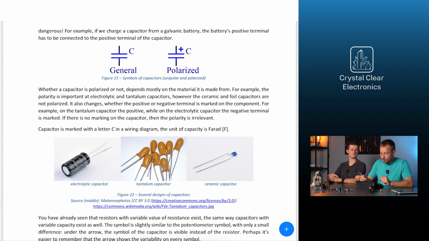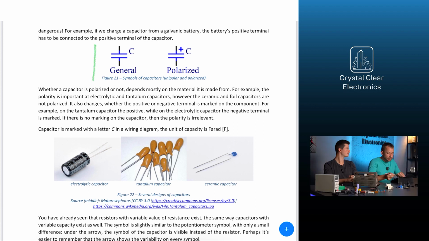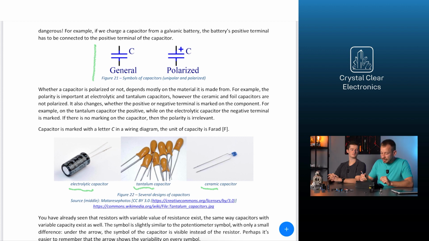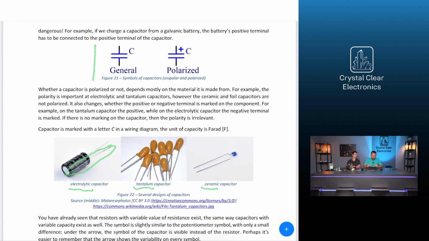Whether a capacitor is polarized or not depends mostly on the material it is made from. For example, the polarity is important at electrolytic and tantalum capacitors. However, the ceramic and foil capacitors are not polarized. It also changes whether the positive or negative terminal is marked on the component. For example, on the tantalum capacitor, the positive, while on the electrolytic capacitor, the negative terminal is marked. If there is no marking on the capacitor, then the polarity is irrelevant.